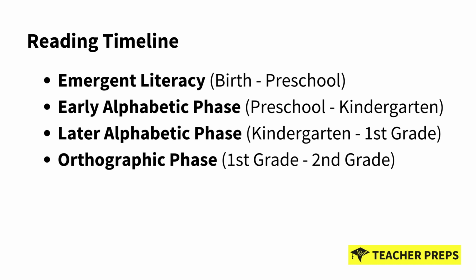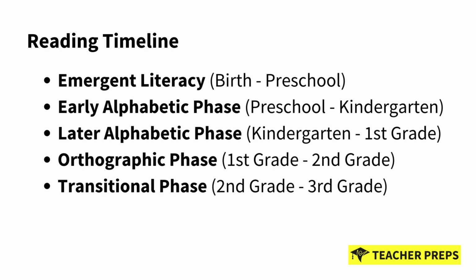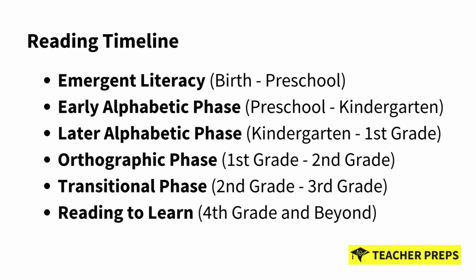In the next stage, this is called orthographic phase. This is from first grade to second grade. Students' vocabulary is rapidly expanding, and they can often recognize common spelling patterns and chunks in words like "ite," such as in night. The fifth phase is called the transitional phase. This is second grade to third grade, where deeper comprehension and students can use more complex text structures. Then finally, the last phase is called reading to learn phase, and this happens from fourth grade and beyond.